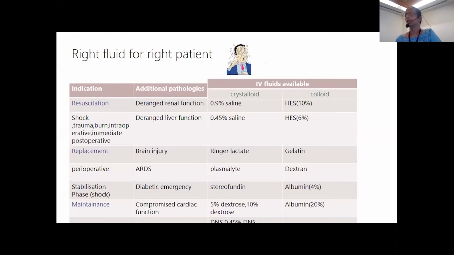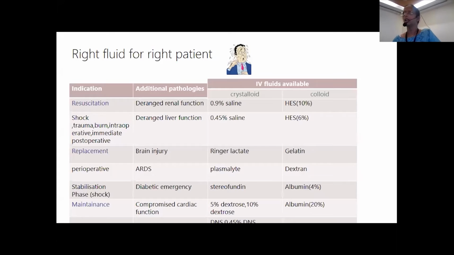Before we give fluid, we should be able to answer three basic questions. Does my patient really need fluid? If he needs fluid, what is the indication? And what is the fluid which is just perfect for that indication? We should precisely tune that fluid according to the pathological conditions that the patient has. In our ICU, we never get a very simple patient. They're always complicated, with too many organs involved. So if we broadly divide them into three columns, there are only three indications for giving fluids, nothing else. One is resuscitation.